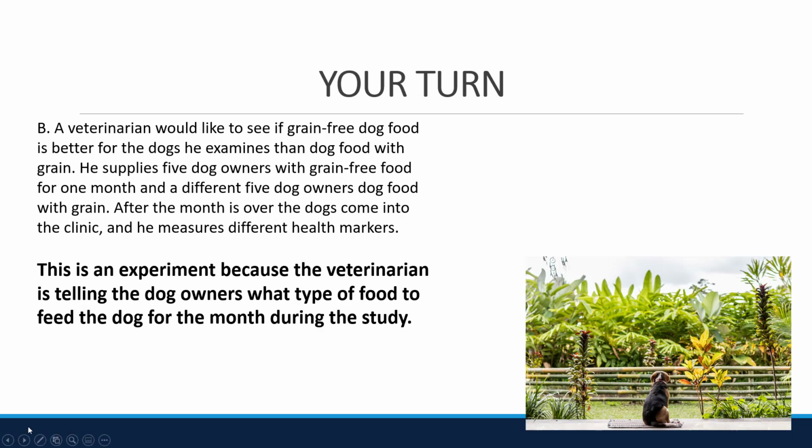A veterinarian would like to see if grain-free dog food is better for dogs. He examines dog food without or with grain. He supplies 5 dog owners with grain-free food for 1 month and a different 5 dog owners with dog food with grain. After the month is over, the dogs come into the clinic and he measures different health markers. This is an experiment because the veterinarian is telling the dog owners what type of food to feed the dogs for the month during the study.